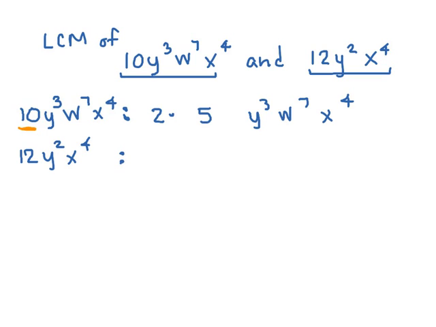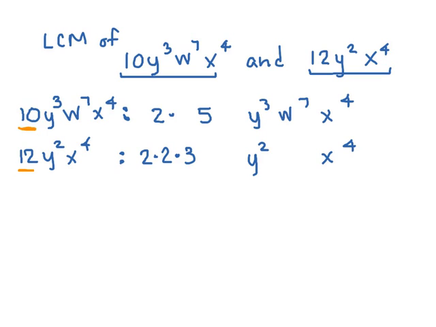So now if I look at our next monomial, we have 12 as the coefficient. If I break down 12 into its prime factors, it's 4 times 3, or say 2 times 2 times 3. And then I have a y squared and an x to the 4th.